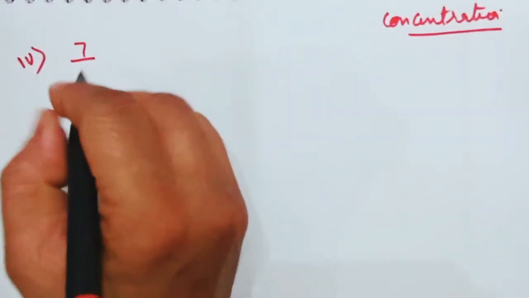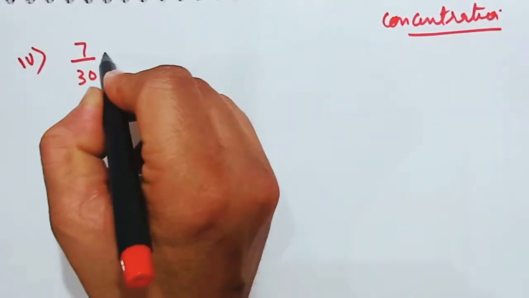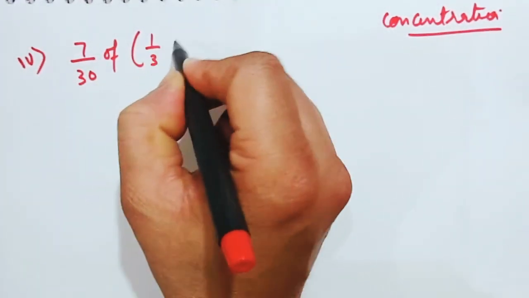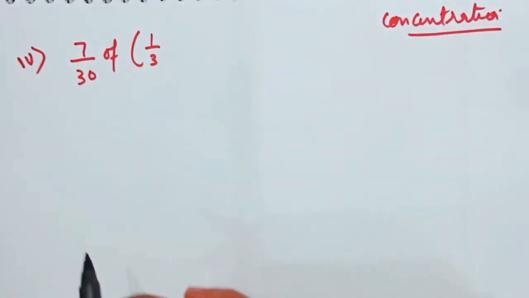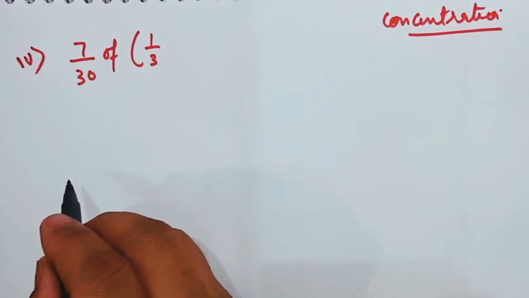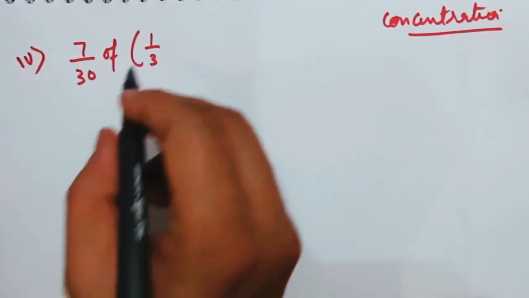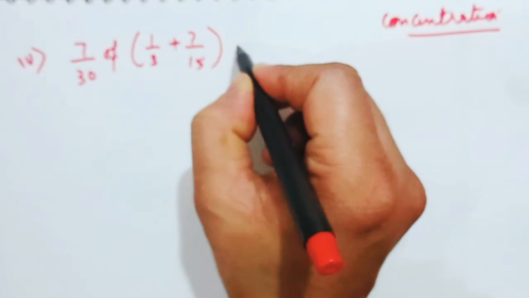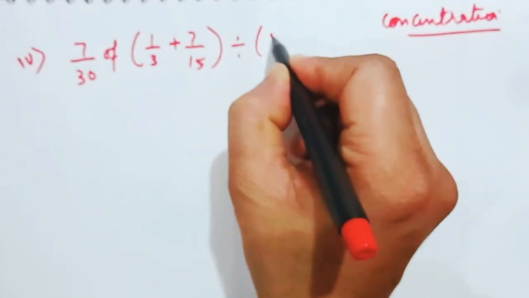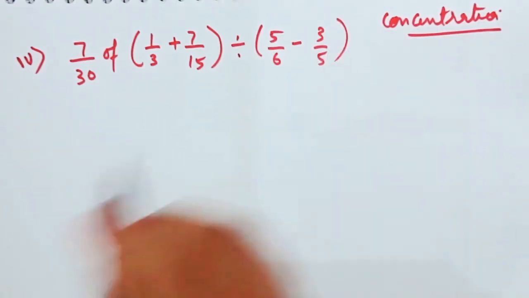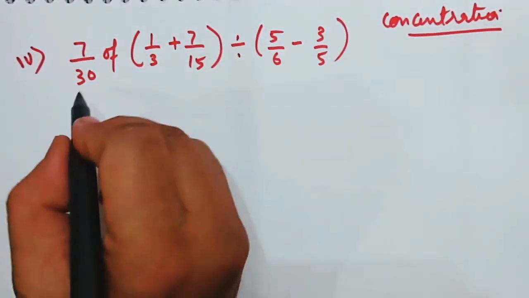I am just a teacher of mathematics. Okay, I am not a master of mathematics. I have been trying since years, but see, I cannot. So 1 by 3 plus 7 by 15 in bracket, divided by 5 by 6 minus 3 by 5. Few sums are there. I'll not solve all. We will make one or two more and then finish.